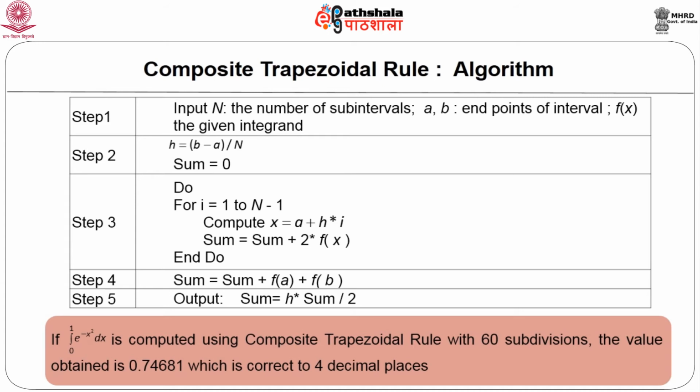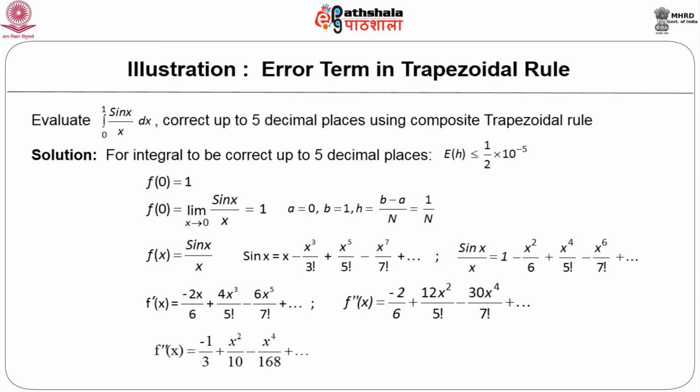Programming code for the same is given in the e-text, so you can refer to the e-text for the programming code. So here we got the answer for the integral from 0 to 1 of e raised to minus x square dx as 0.74681, which is correct to 4 decimal places by taking 60 subdivisions. Similarly, we can consider another example: the integral from 0 to 1 of sin x by x dx, needed to be evaluated correct up to 5 decimal places by applying the composite trapezoidal rule.